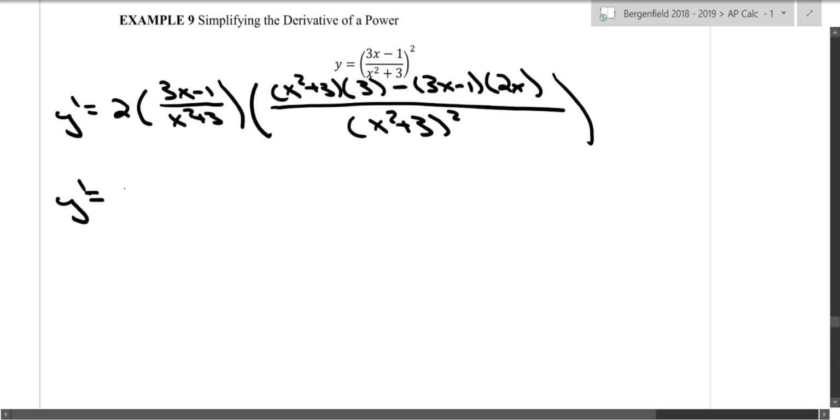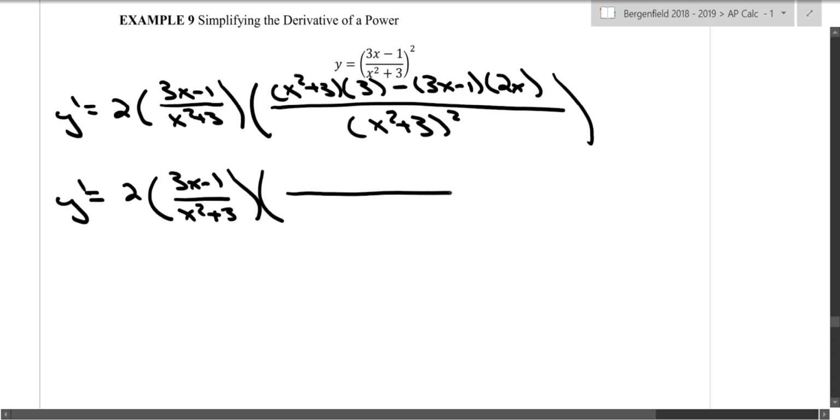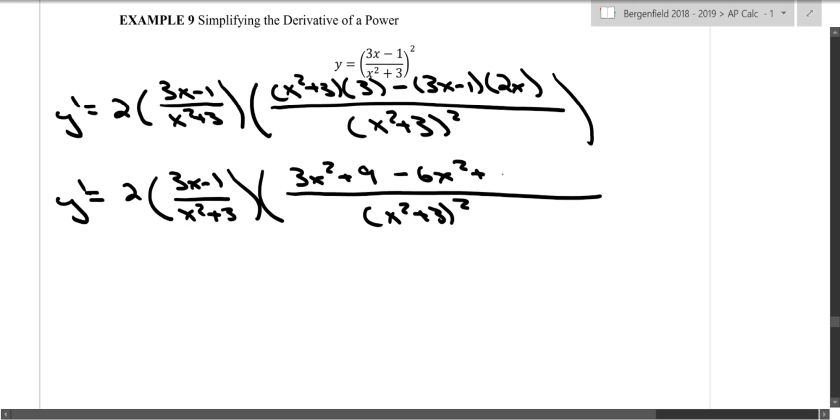Okay, leave that alone for now. Plus 3, okay. Again, over here, leave the denominator alone. Okay, and clean up the top. Let's see, that'll be a 3x squared plus 9. Be really careful with this minus sign here, so I'm going to get a minus 6x squared plus 2x.